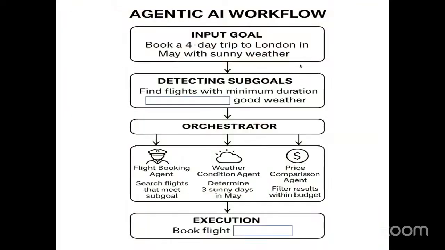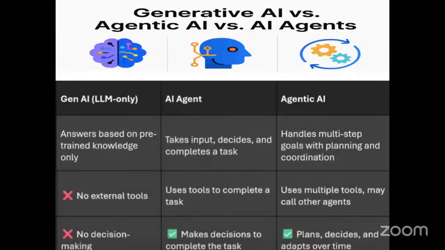If you see the overall workflow, this is my input, this is my sub goal. Here is one orchestrator, a manager kind of thing. There will be one agent for flight, one for weather, one for hotel, and one for price comparison. Finally, I will get one flight booking confirmation, one email booking confirmation, all things under $2,000, and all on a good weather day. Sunny, it should be sunny. So this is all we can do.